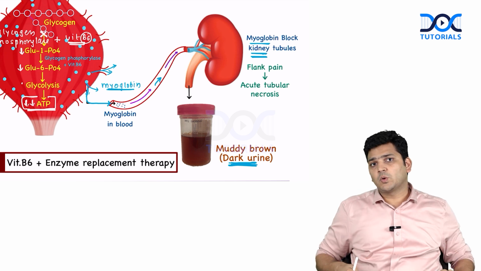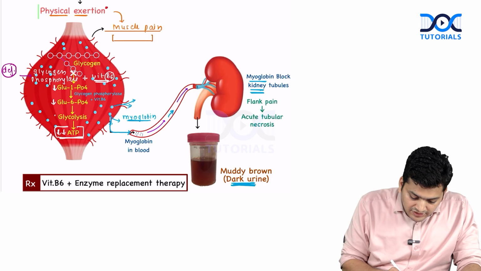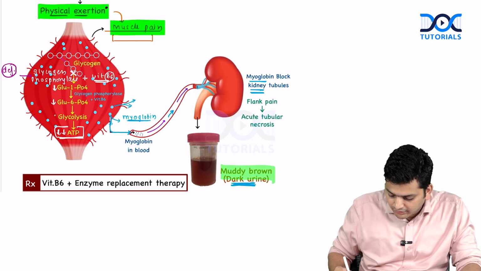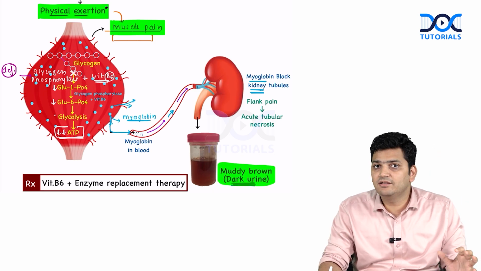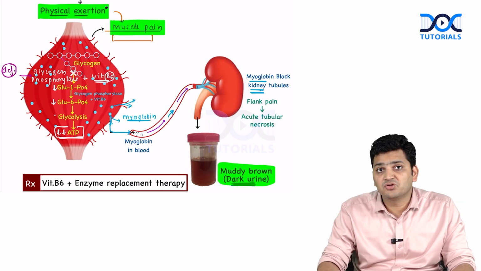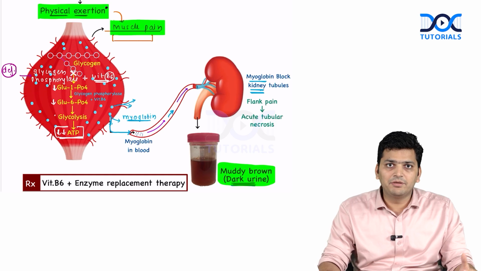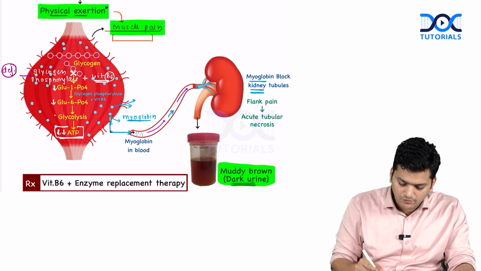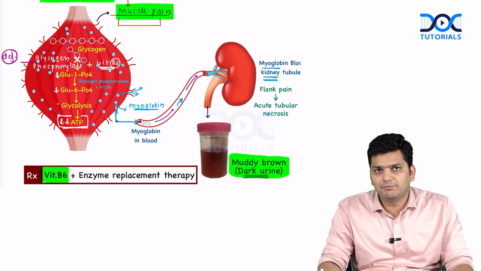This entire picture is called McArdle disease. So in any MCQ, if you see physical exertion followed by muscle pain followed by dark color urine, it is going towards McArdle disease, and it is due to deficiency of muscle glycogen phosphorylase. This enzyme works well if vitamin B6 is there. So in the treatment, first you will try vitamin B6. If the vitamin B6 works, very good. If not, then you can give enzyme replacement therapy, right?